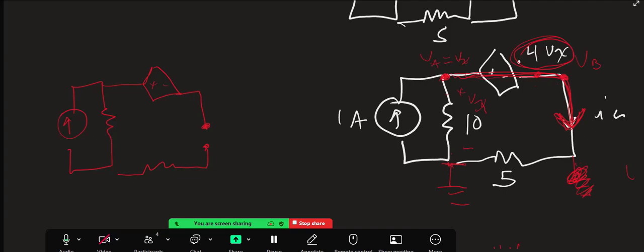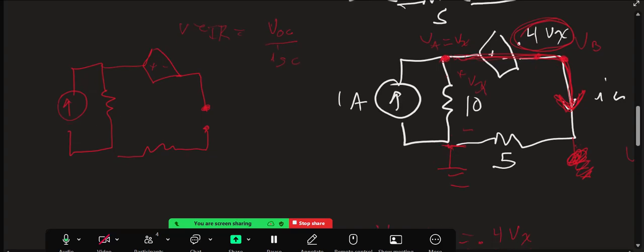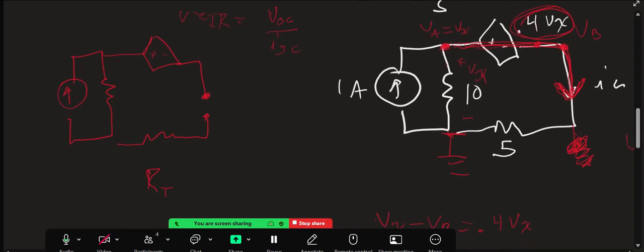One way to do it is V open circuit over I short circuit. Luckily, we know what I short circuit is, don't we? Isn't that exactly what we just solved for? Yeah. So this is how you find R Thevenin if you have a dependent source. It's V open circuit over I short circuit. We already have I short circuit, so we just need to get V open circuit.